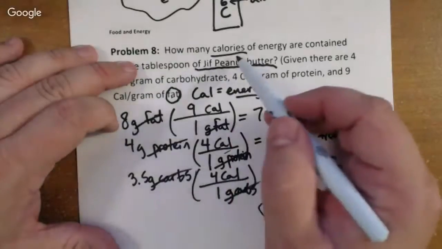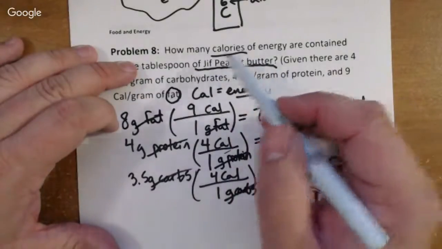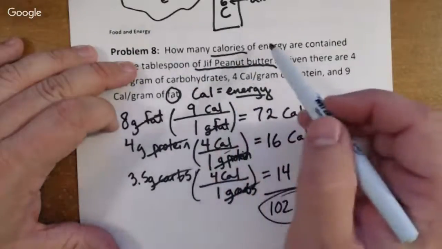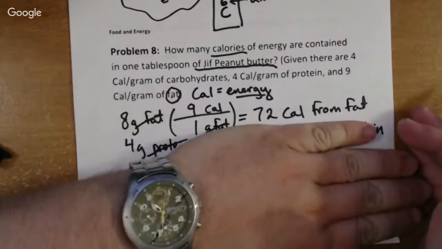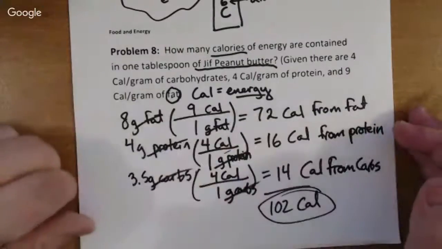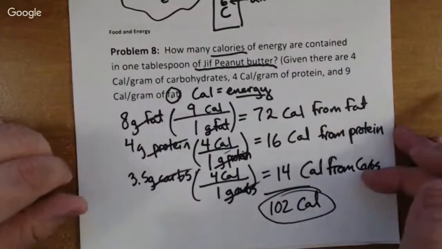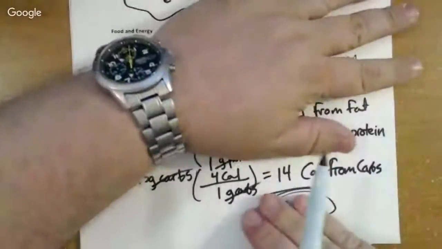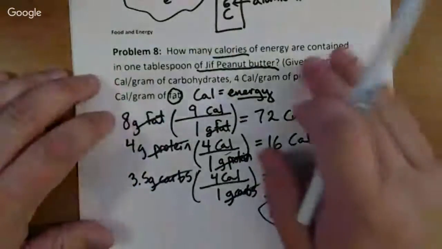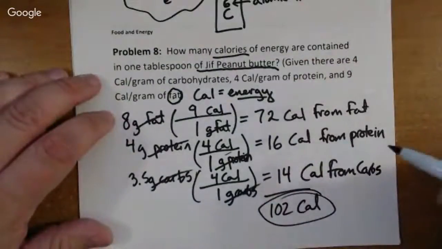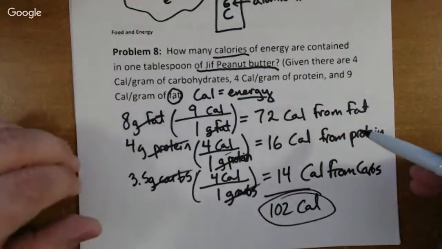Something to watch when you're taking the exam. This just said how many calories, assuming total. It may just say how many calories from fat, in which case we would have just done the fat calculation. Or it may have said how many calories from the carbs. Now we would have just done the carb calculation, and the answer would have been 14. So just be careful what the problem is asking for, and don't do more work than you have to.